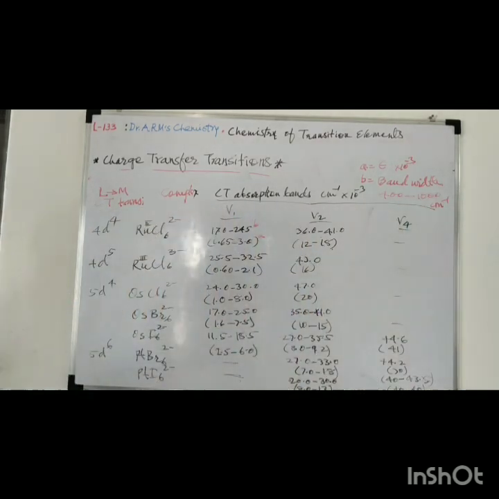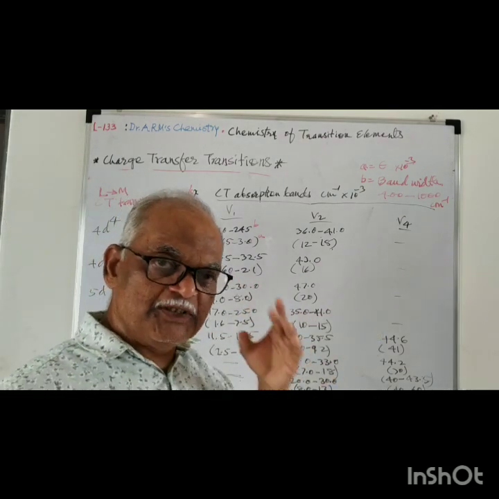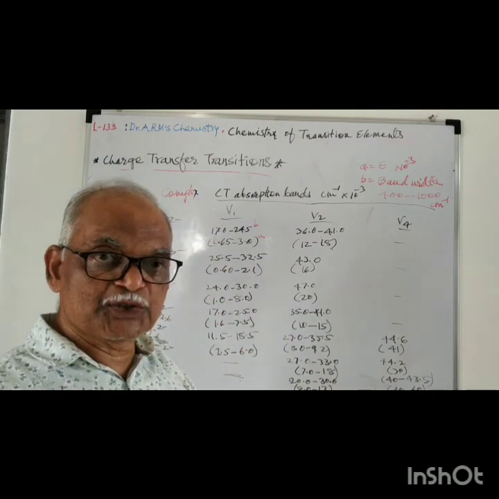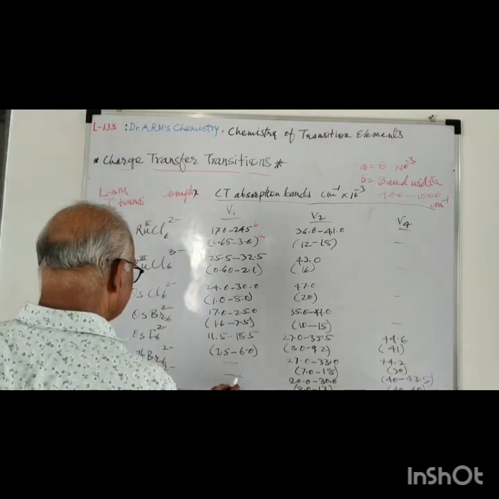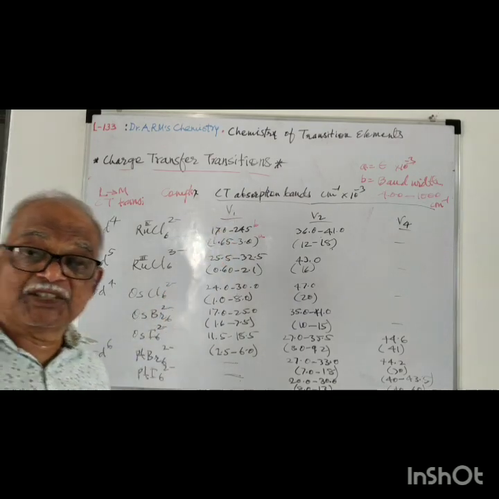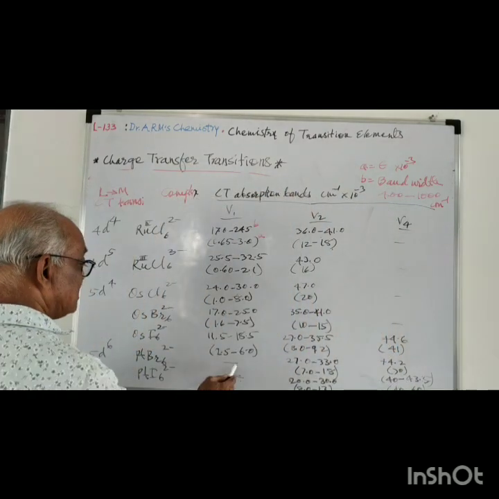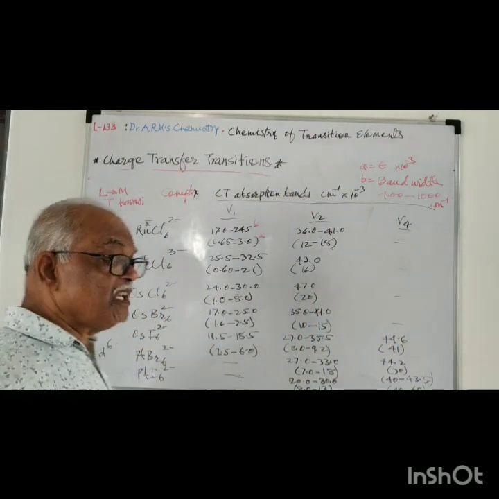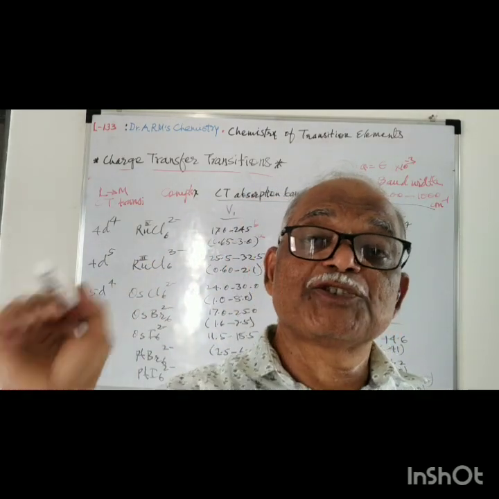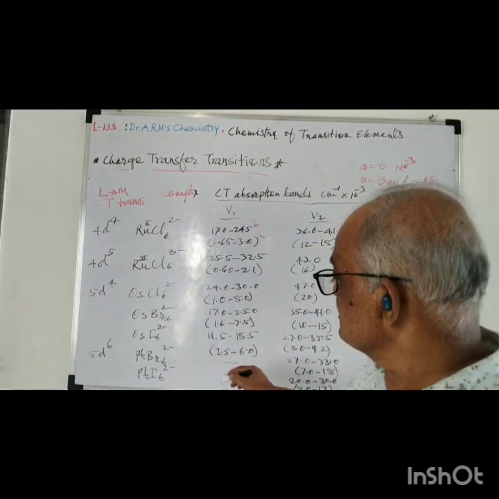Now you will find that if we compare this table with the diagram which I have shown earlier, where V1, V2, V3, V4 type of transitions are shown. So here in these two cases, the V1 excitation or type of charge transfer transitions are missing. These are not found because the pi star orbitals are partially filled or having some electrons. That is why these transitions are missing.